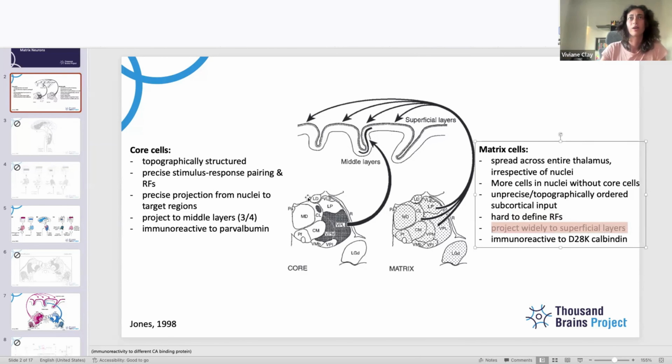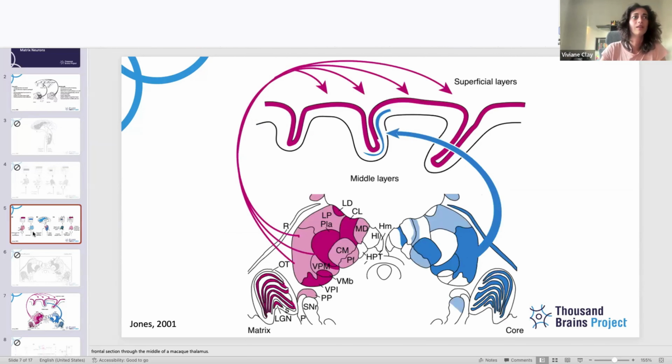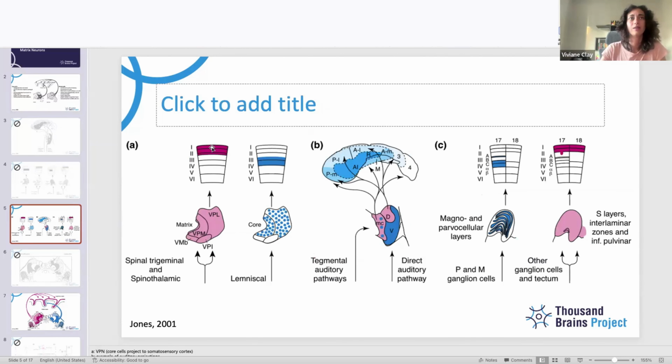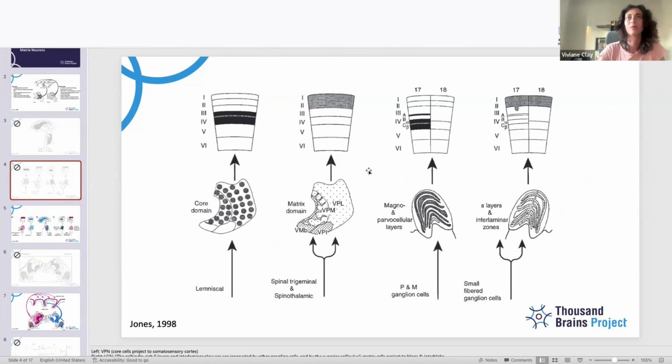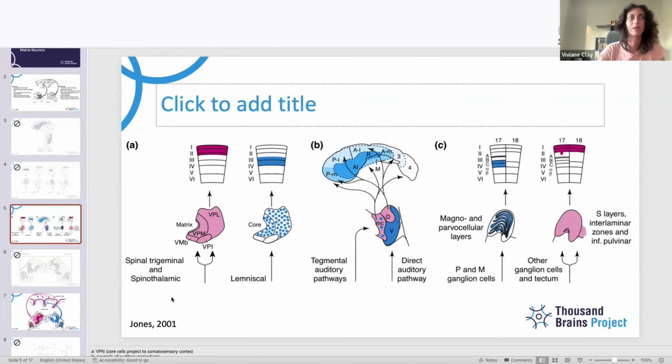And they project widely to the superficial layers. I think here it's shown too. They project mostly to the upper layers in cortex, so layer 1 and 2 and maybe upper layer 3. This is from the original Jones paper, and then they did another review paper like 3 years later with the figures looking more colored. So I'll show this one now.